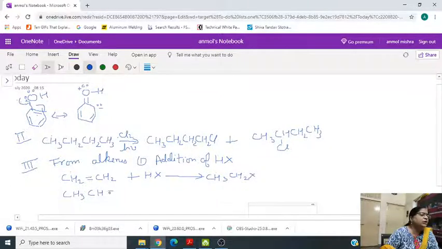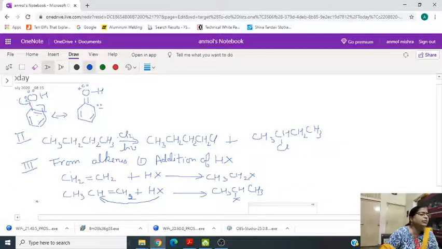In Markovnikov's rule, the negative part of the reagent goes to that carbon atom which has the least number of hydrogen atoms. So X will go to the CH part and it will form CH3CHXCH3.